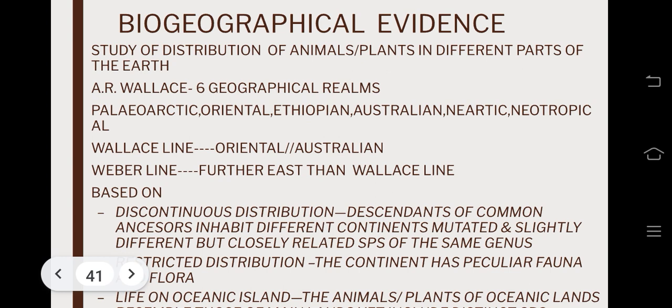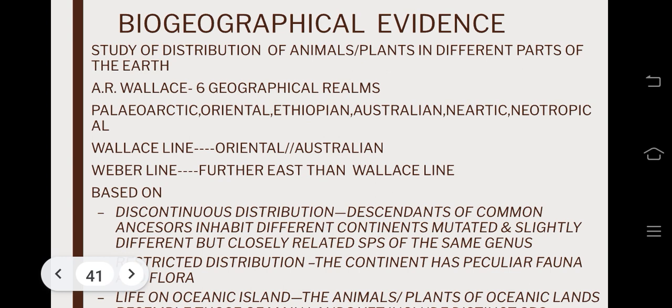Then biogeographic evidence. Study of the distribution of animals and plants in different parts of the earth. Alfred Russel Wallace described 6 geographical realms: Paleo-Arctic, Oriental, Ethiopian, Australian, Nearctic, Neotropical. Wallace line, between Oriental and Australian. Then Weber line, further east than Wallace line, based on discontinuous distribution.